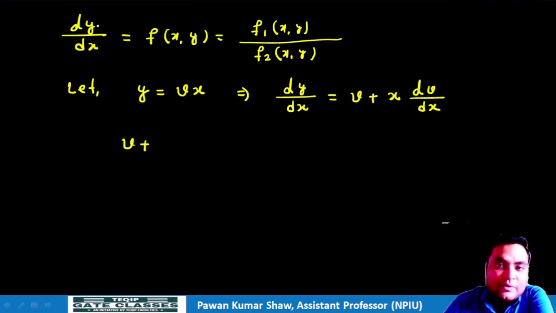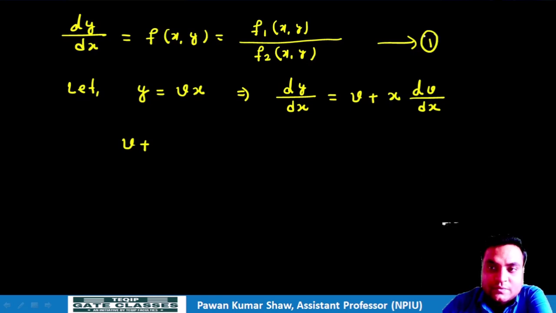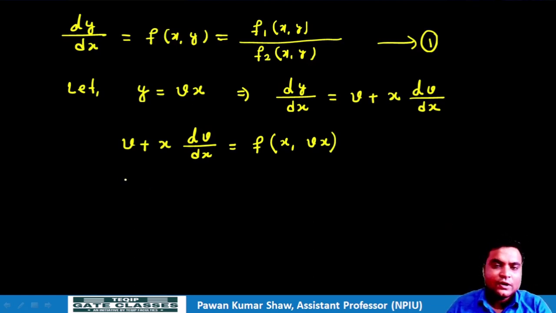See, from our original equation, we can take any one of the functions, like f of x, y, or as a rational function f1(x, y) divided by f2(x, y). So v plus, we replace the value for dy by dx, which is v plus x dv by dx, and that will be equal to the function, where we replace the value of y with v of x. After that we will apply our variable separable method to find the solution of the differential equation.